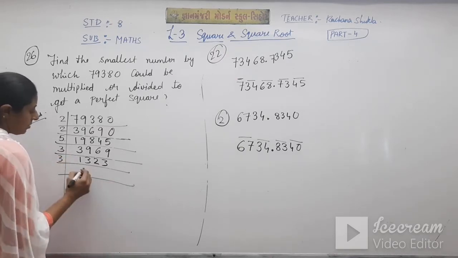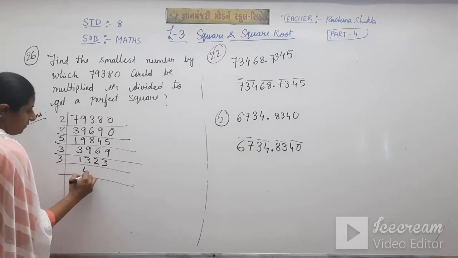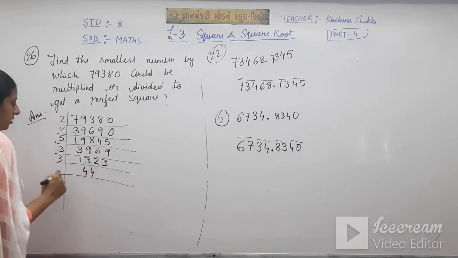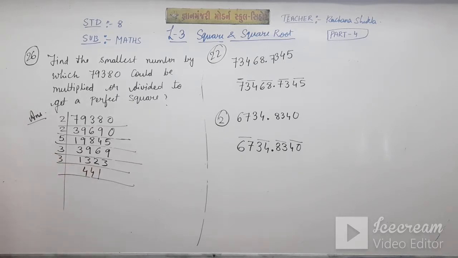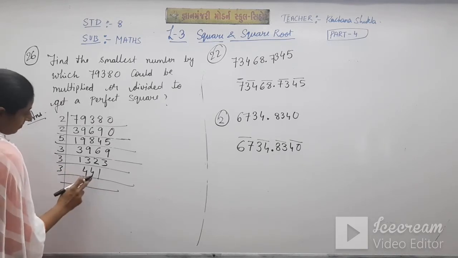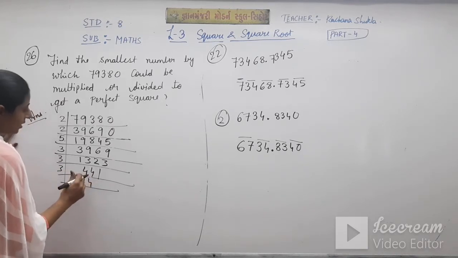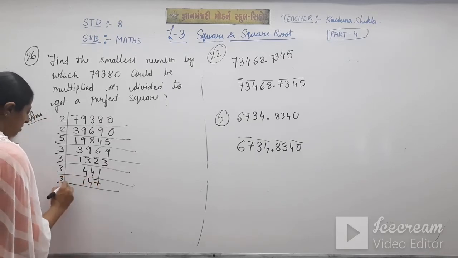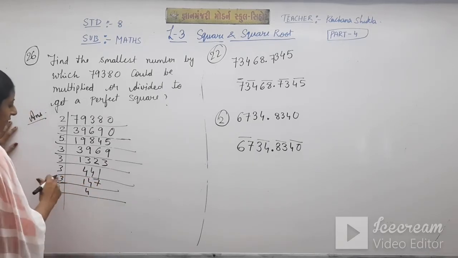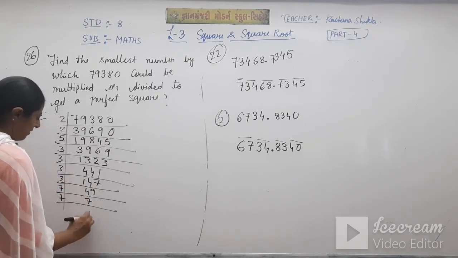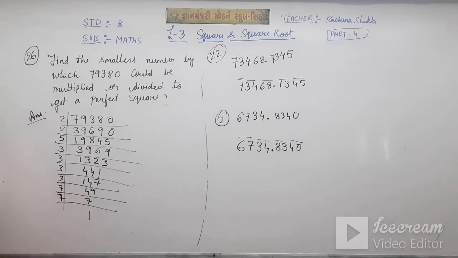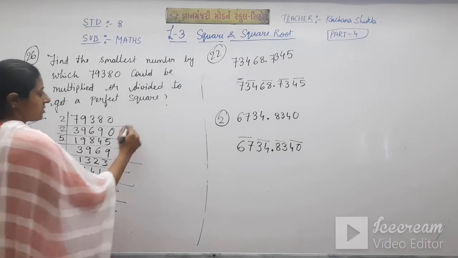Again with 3, 3 147s are 441, 3 49s are 147. Then 7 7s are 49, and 7 1s are 7. So we got the factors of 79380. Let's write down the factors.